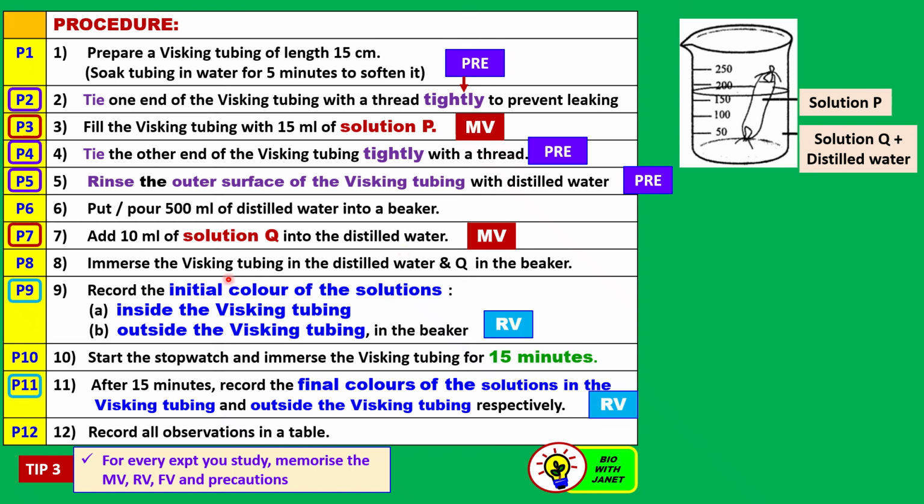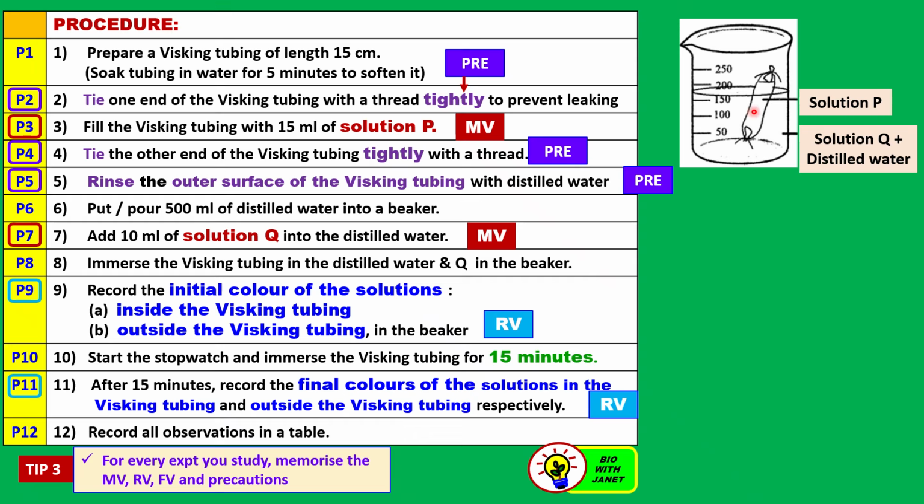Now next, immerse the Visking tubing in the distilled water with Q, distilled water plus Q, right? In the beaker. So immerse the Visking tubing in the beaker like this. That's for 15 minutes actually, right? Now 9, record the initial color of the solutions inside the Visking tubing and outside the Visking tubing. That's at the beginning, right?